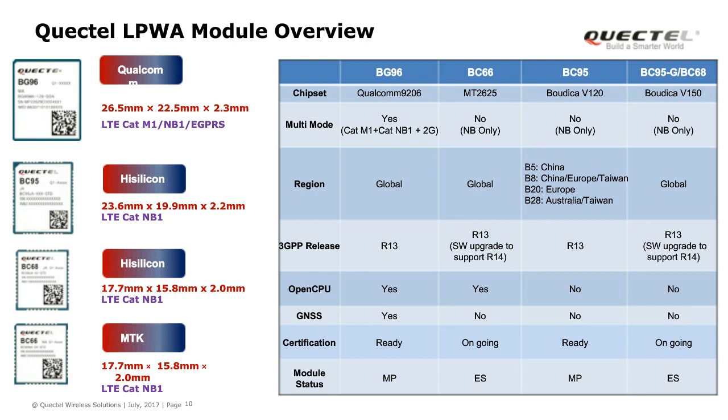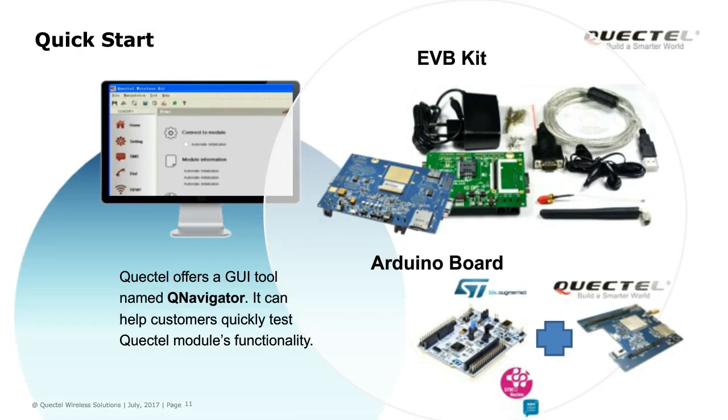Okay, next, I will show you how Quectel can accelerate the development. Quectel can provide the evaluation board kit, which you can see on the board. There is the module, there is power supply, and SIM card slot, also with antenna. So this is almost a small system for the hardware. Besides, we also provide PC tools called Q Navigator.